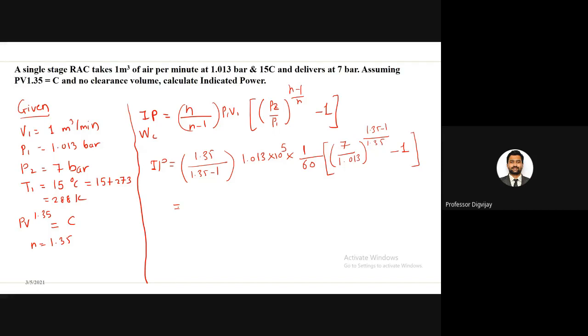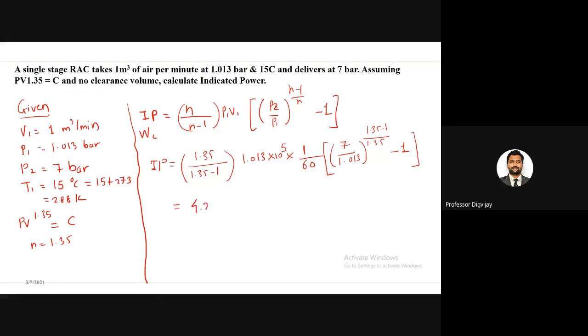This is again a very interesting thing, because they have given the volume in terms of per minute. If they had simply given V1 equal to 1 meter cube, then the unit would be joules. But as they have given the volume in terms of per minute, the unit will be watts, for whatever value you have calculated here, 4.23.